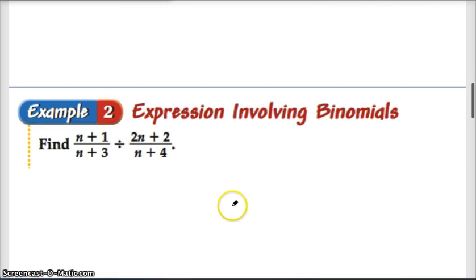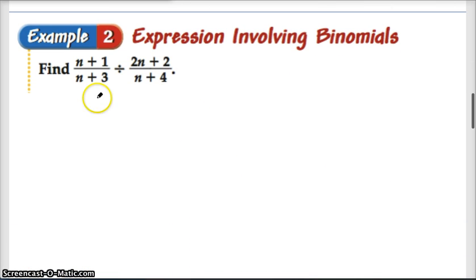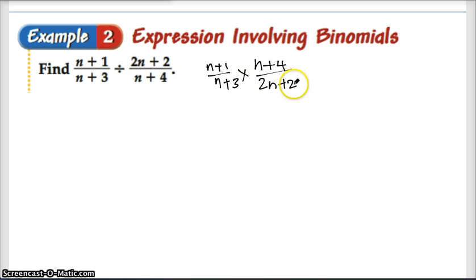Let's look at this next example. It's going to be kind of similar. We're going to do the smush factor again. So I'm going to first change my division problem into a multiplication problem, change the division sign to multiplication, and then take the reciprocal of the fraction following the division sign. Reciprocal, we remember, means to switch the numerator and denominator. Now, I'm going to smush, but look, I'm smushing with parentheses.